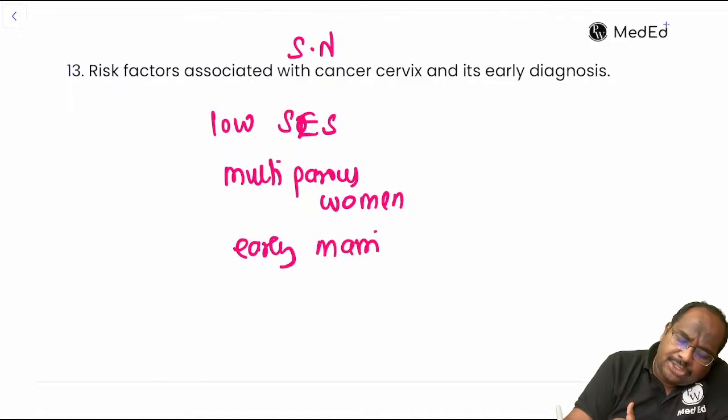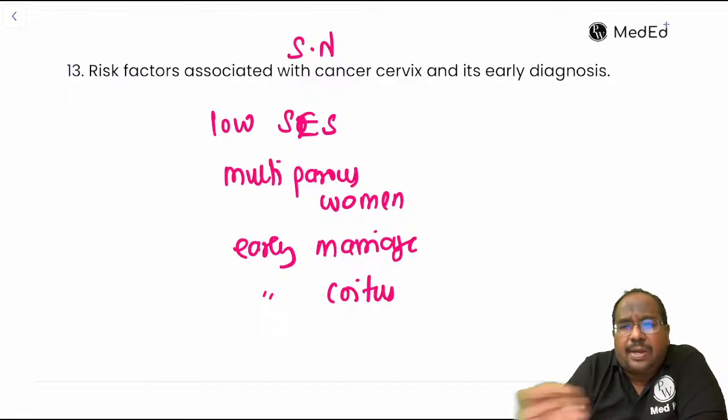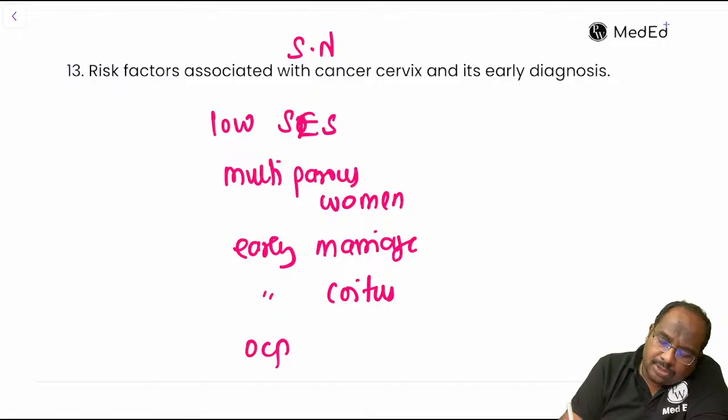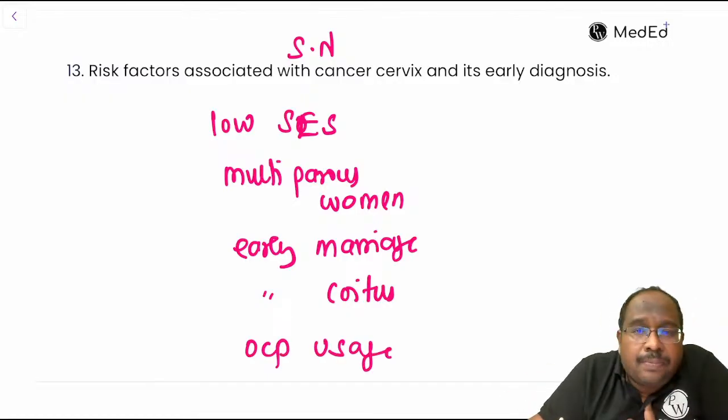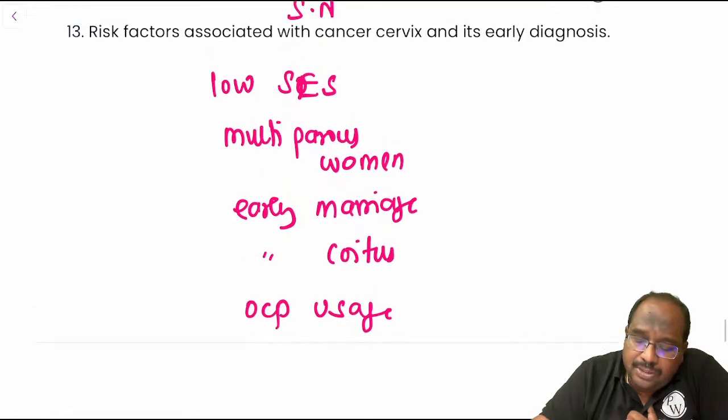Early marriage, early coitus, it is common. And OCP usage. These are some of the risk factors: lower socioeconomic status, multiparous women, early marriage, early coitus, OCP usage.